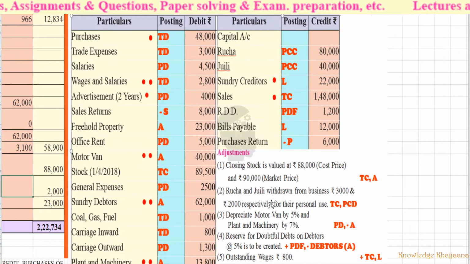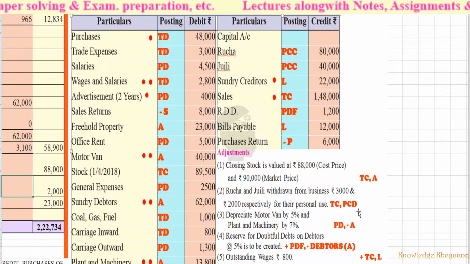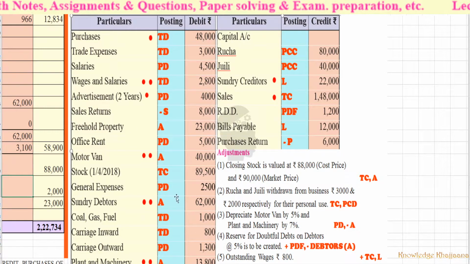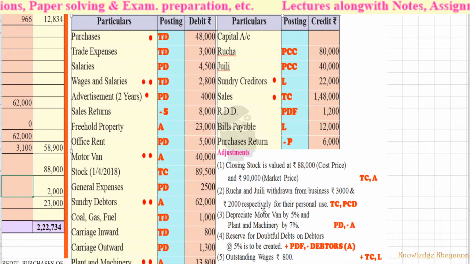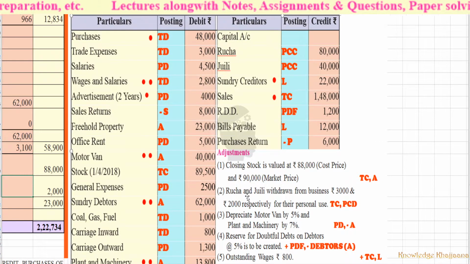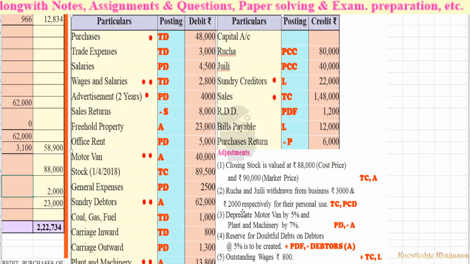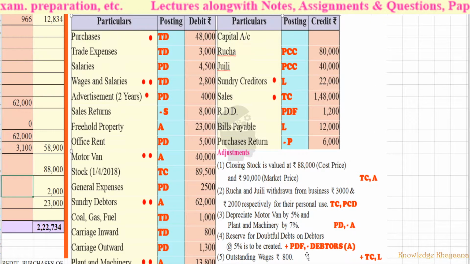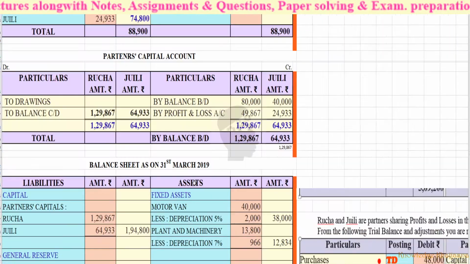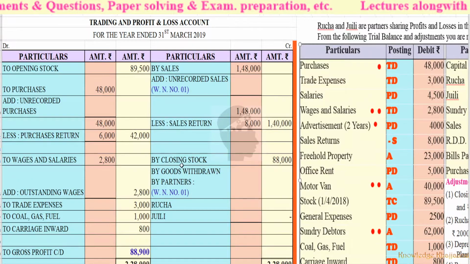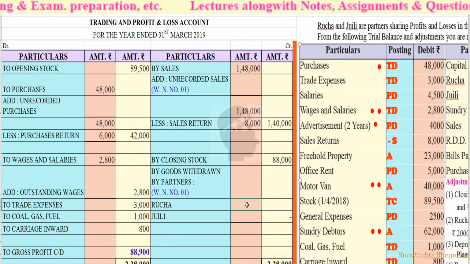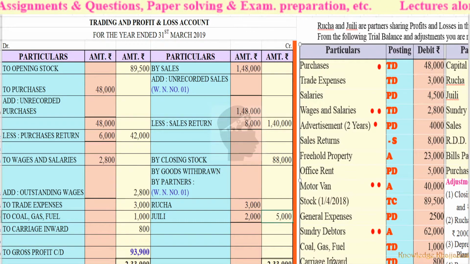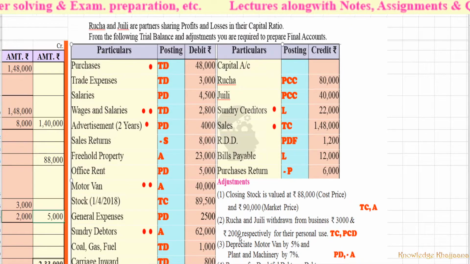Next, Rucha and Jewelry withdrew rupees 3,000 and 2,000 respectively. I had explained this, right? Because there is no cash in hand or cash at bank given in the trial balance, it means they have withdrawn goods. So you have to record that much of goods to the trading account credit side, rupees 3,000 and rupees 2,000 for Rucha and Jewelry. Goods withdrawn by partners: Rucha 3,000 and Jewelry rupees 2,000. So the total withdrawal is rupees 5,000.